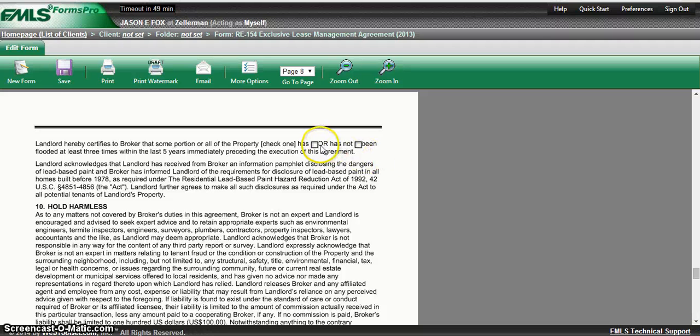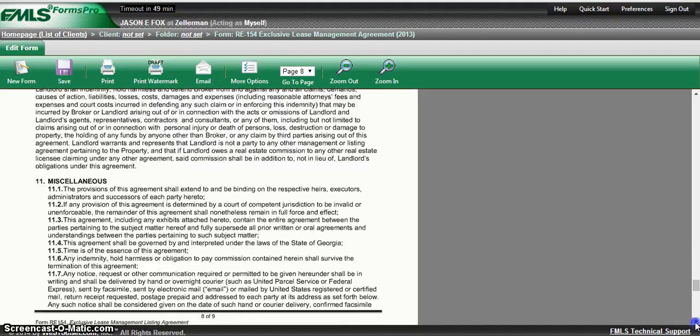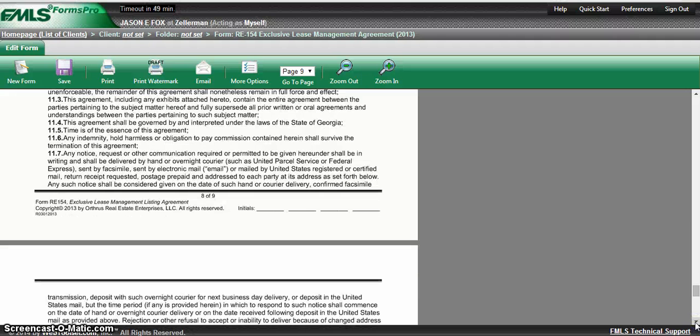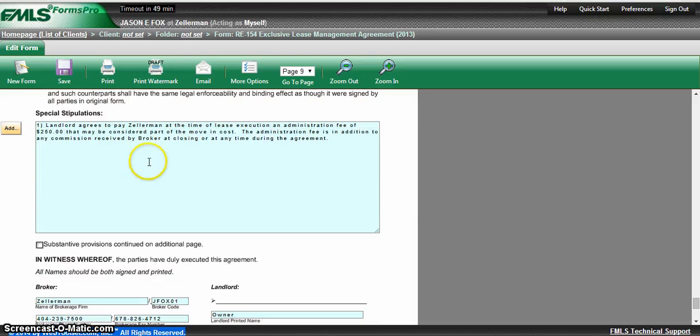Okay, here's where you check that it has not been flooded in the past 5 years. If it has, we need an explanation of what has been flooded and how it's been treated. Scroll down here. Again, time is of the essence. The laws are those of the state of Georgia, similar to all of our under contracts on miscellaneous. Special stipulations. Of course, we have our administration fee here. This should already show up in your box when you open the contract. If not, you just go to Add, Company, Stipulations, and then Landlord.